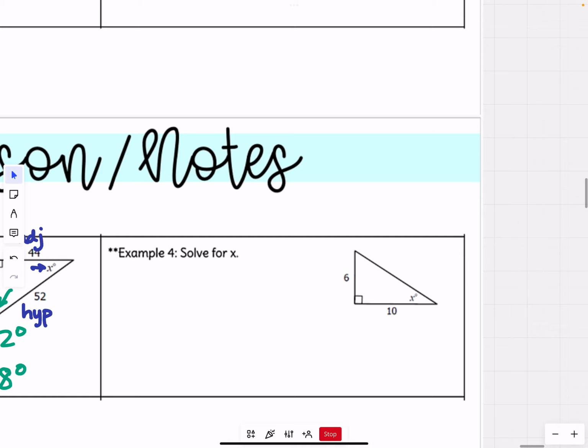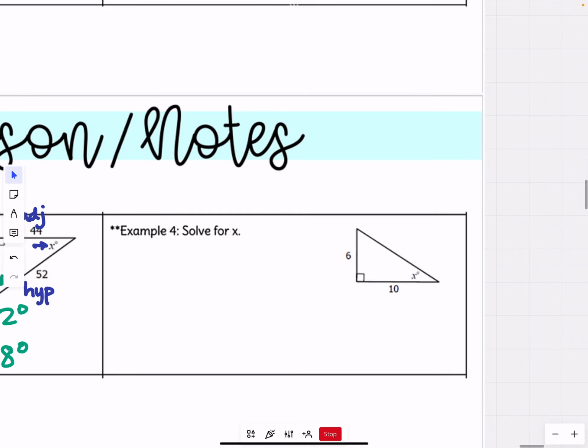Another one. By the time that you feel like you have got the hang of this and you want to practice on your own, you're free to go on over to Delta. There's an assignment for using trig inverse functions to find angle measures. All right, so here we go.